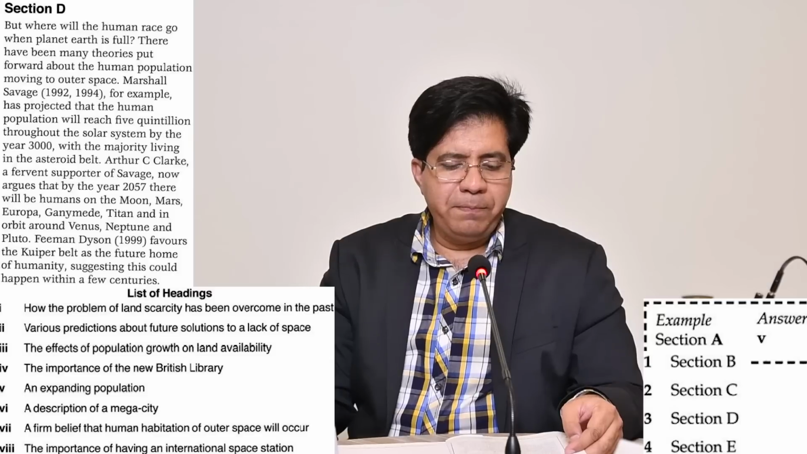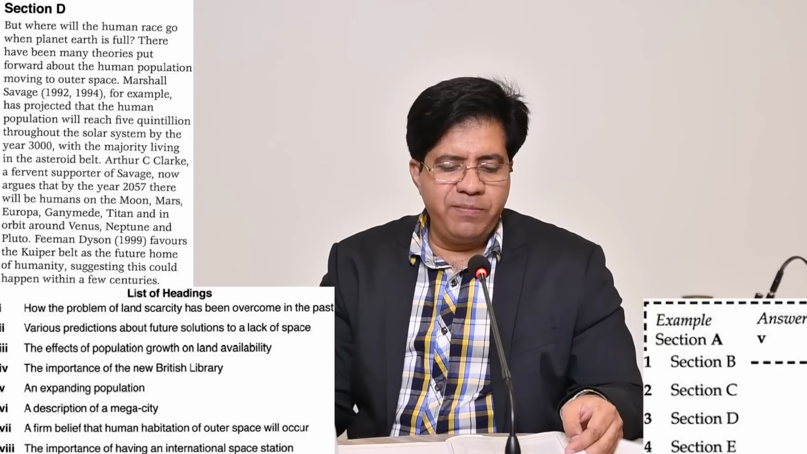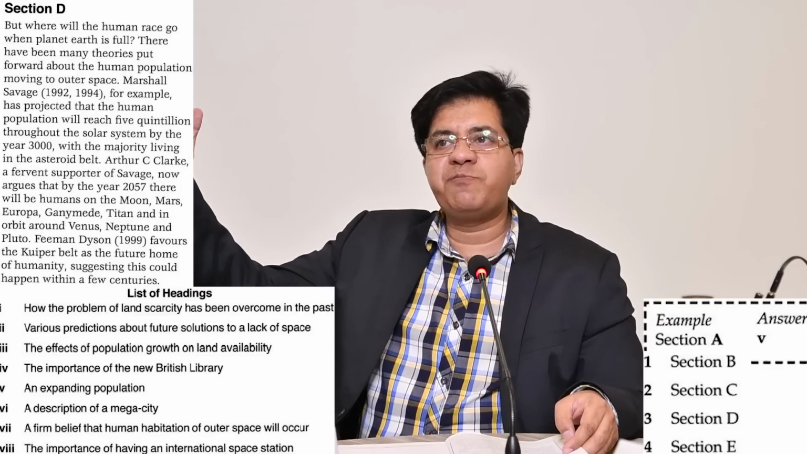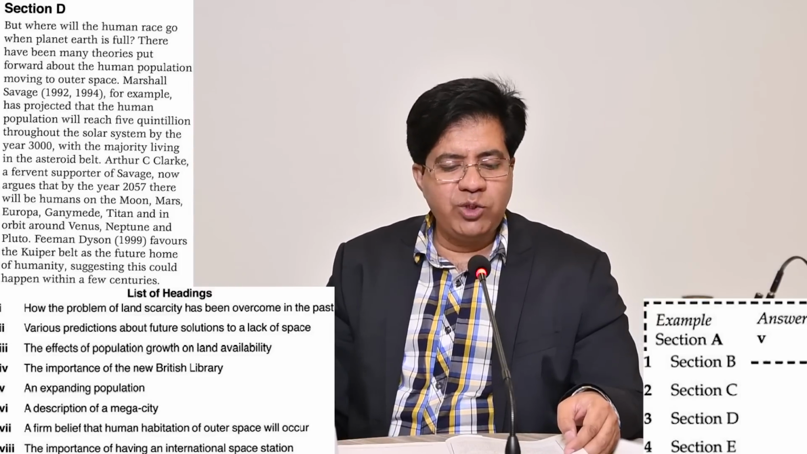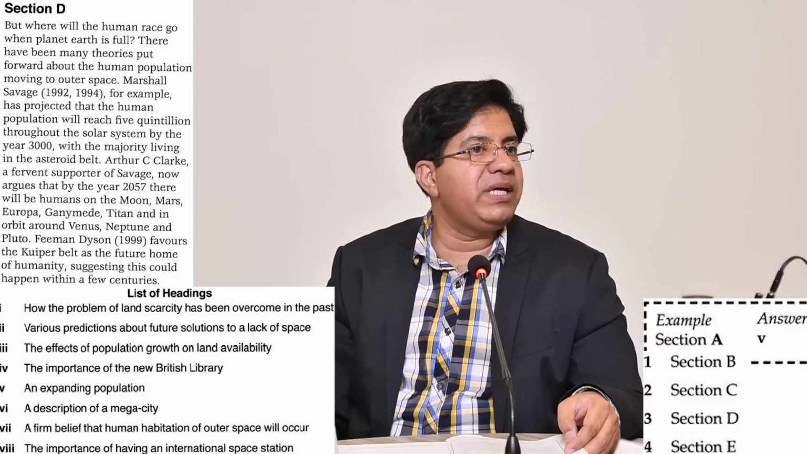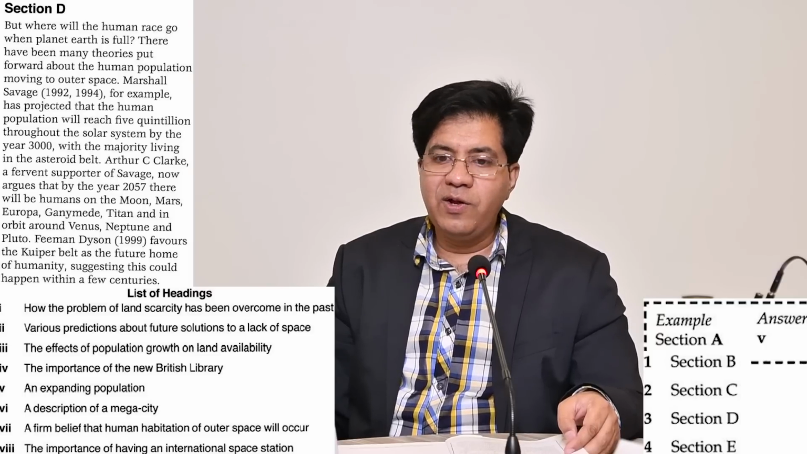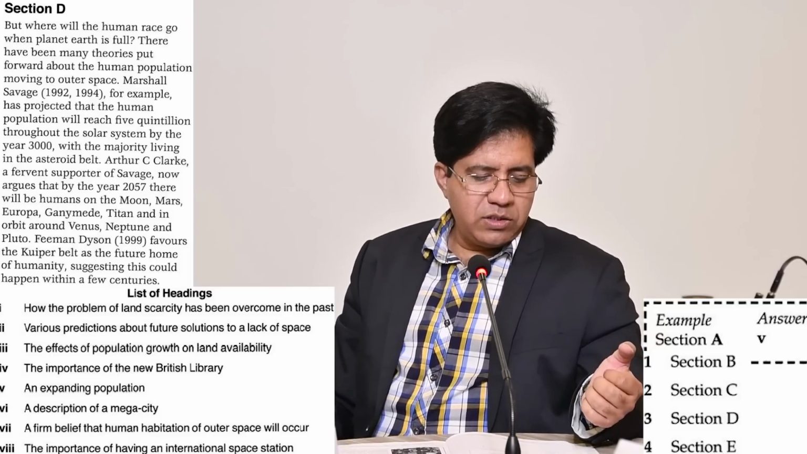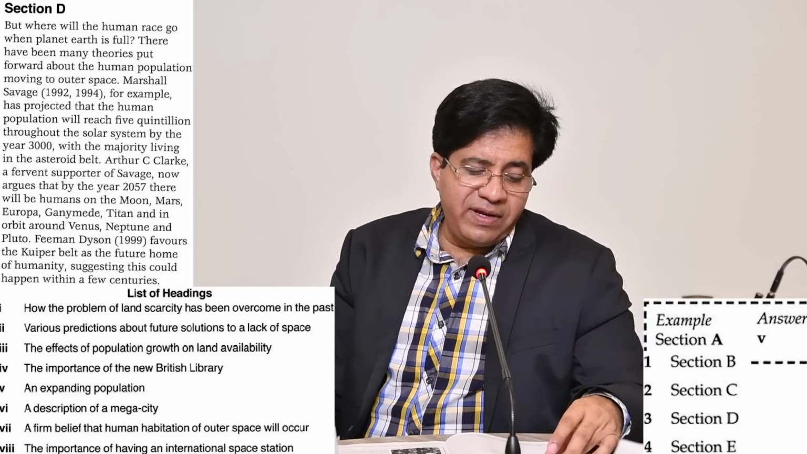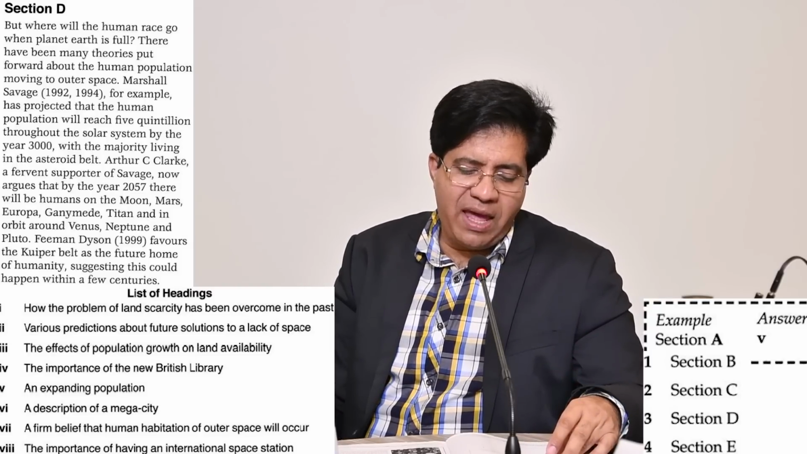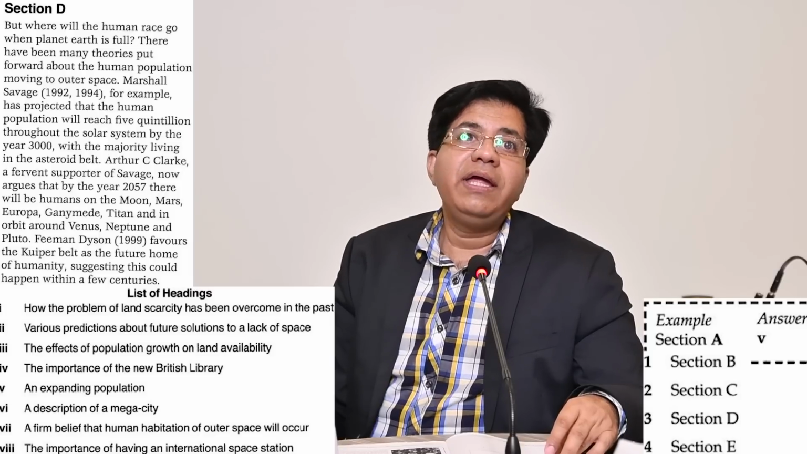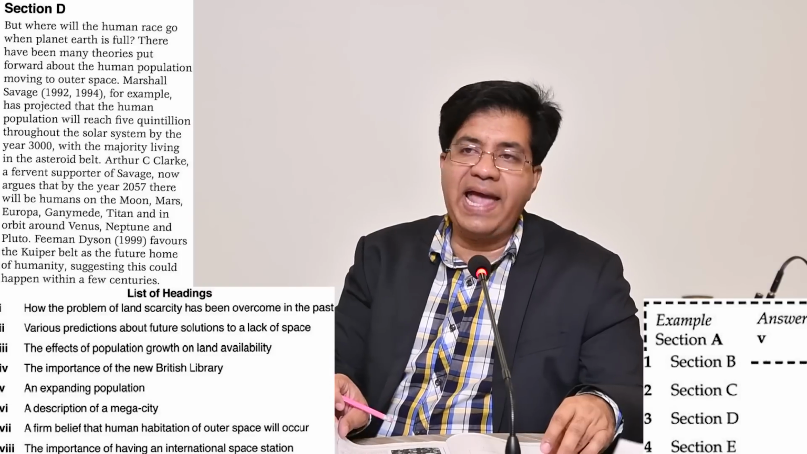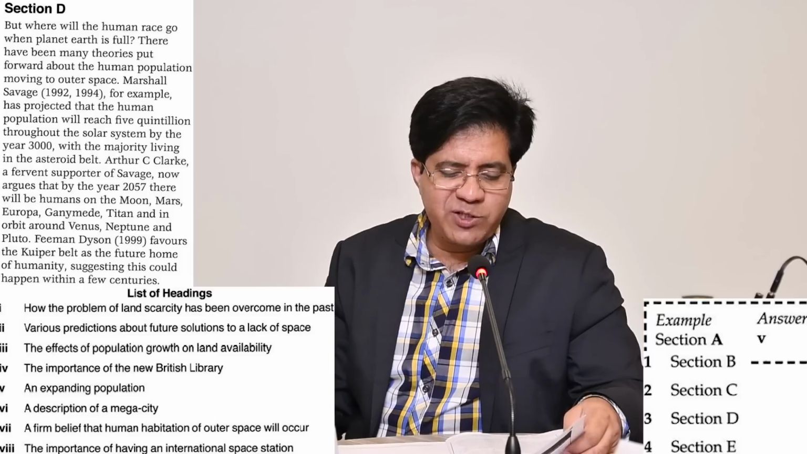Section D. But where will the human race go when planet Earth is full? Where will the human race go? Means predictions. For prediction, they use future tense. Where will the human race go? Means other than planet Earth, what are the other options? Where will the human race go? So come back. 7 is a firm belief that human habitation of outer space will occur. No, it's heading number 2. Various predictions about future solution to a lack of space.